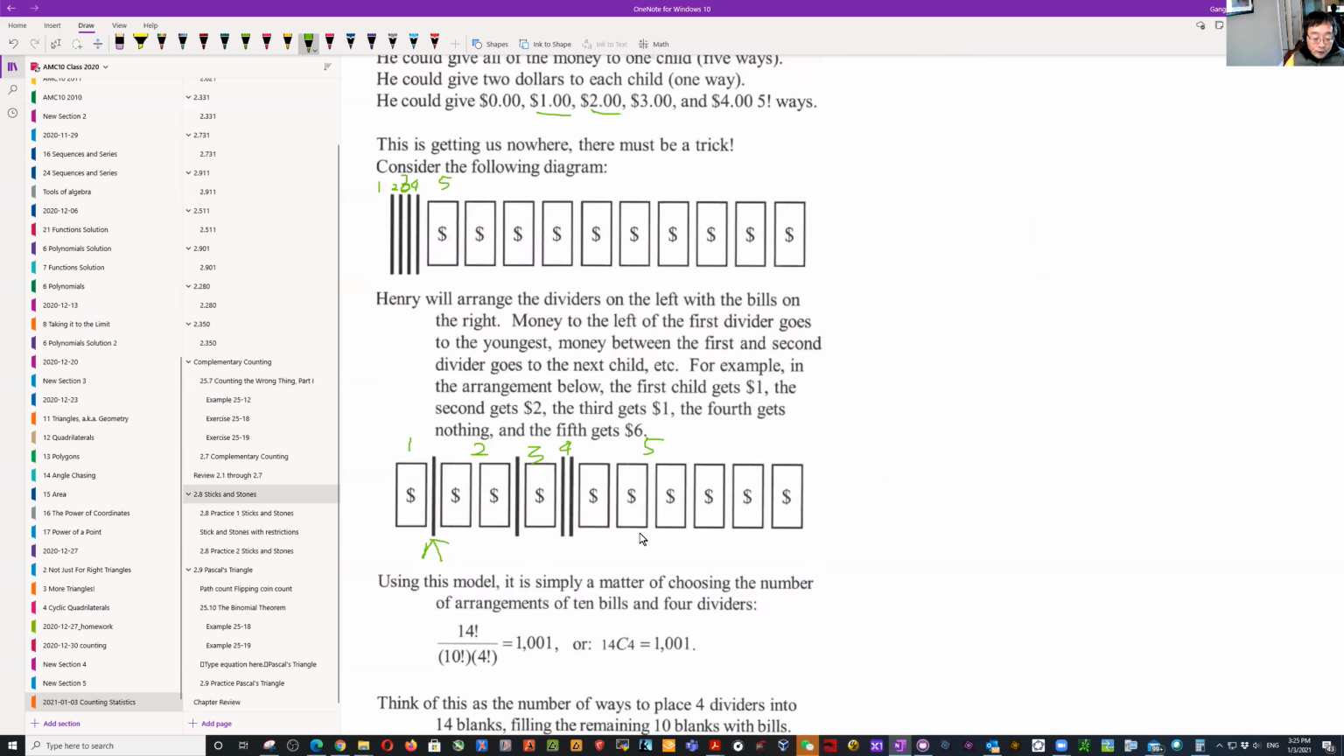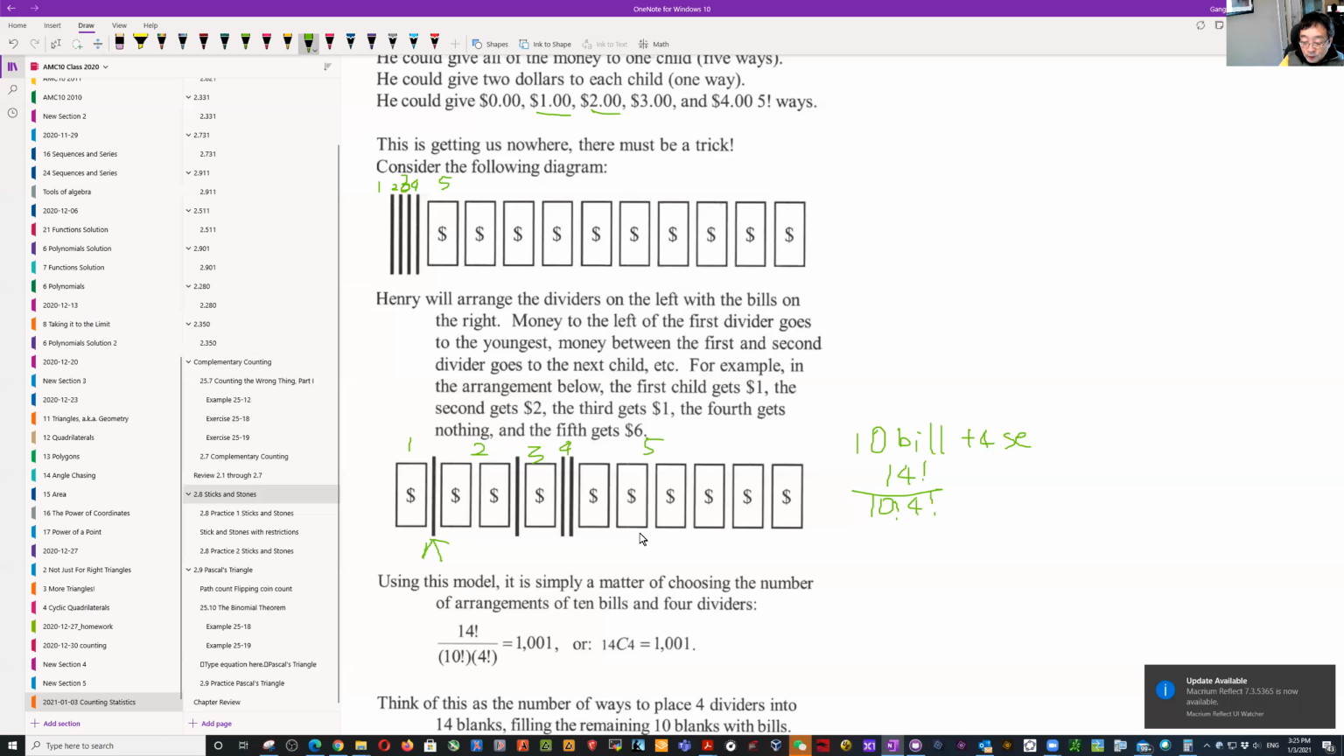So basically, if we treat this as a letter arrangement, you can treat each bar as a position: 1, 2, 3, 4, 5, 6, 7, 8, 9, 10, 11, 12, 13, 14. So you have 10 bills plus 4 separators. Then it's equivalent to a 14 letter word arrangement, with 10 of them duplicating and 4 of them also duplicating. So it's actually 14 factorial divided by 10 factorial and divided by 4 factorial. 14 factorial is assuming all those letters are different. Then we divide by 10 factorial of multiplicity, and then also divide by 4 factorial of multiplicity.